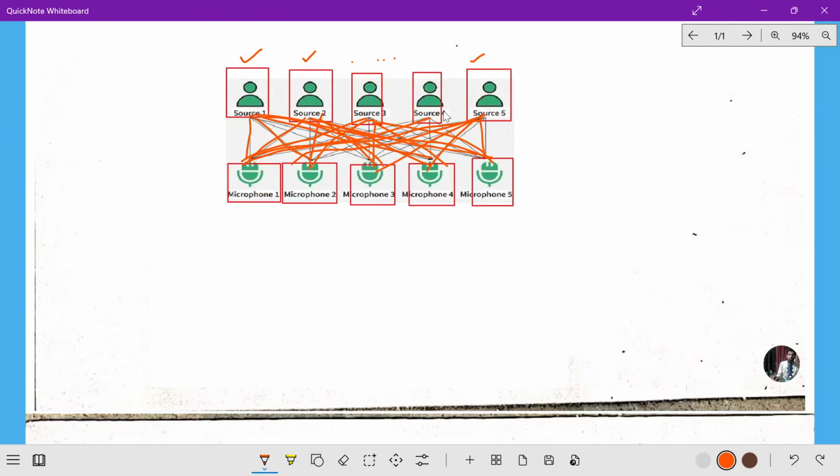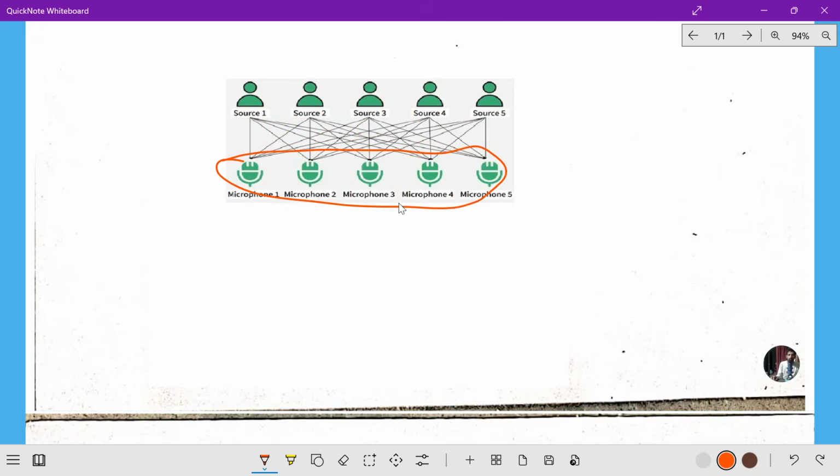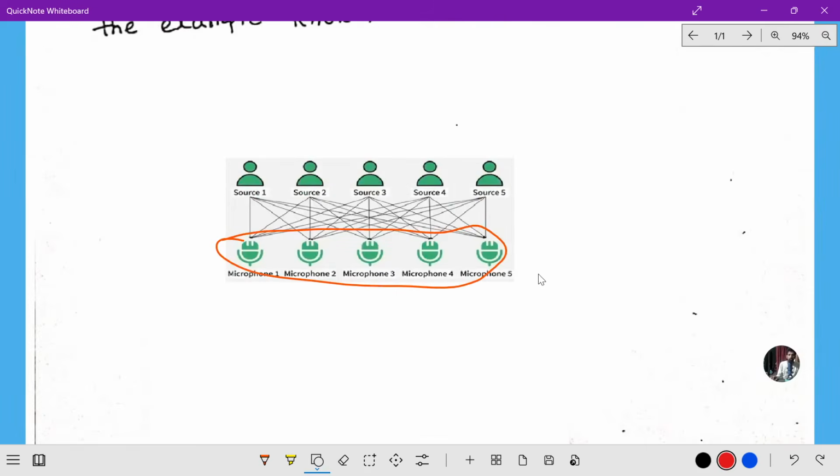When you observe this, the problem here is that the signals are mixed. Source 1 can be connected with all microphones. You observe here, source 1 is connected to all microphones, and similarly 2, 3, 4, 5. Now, what is the meaning of the cocktail party problem in ICA? At the top, 5 sound sources are there, source 1 to source 5. These represent the different people speaking.